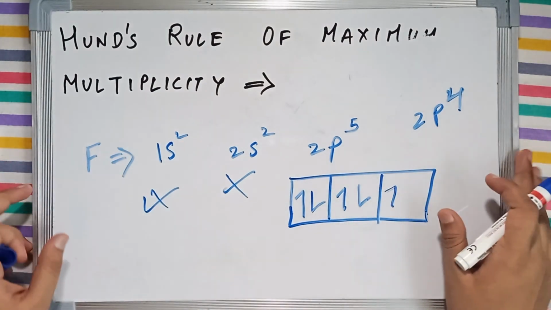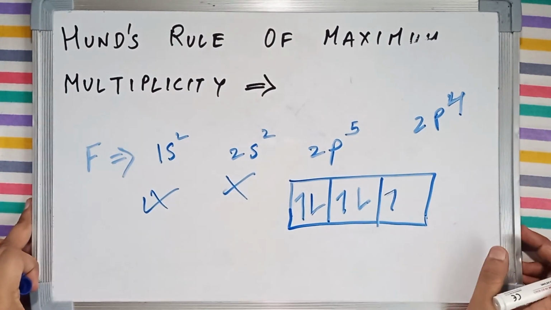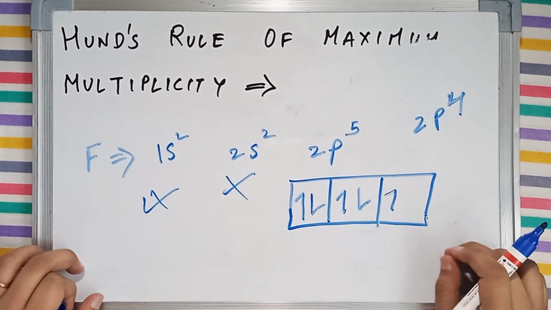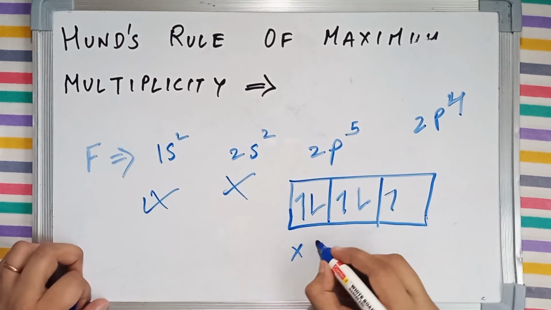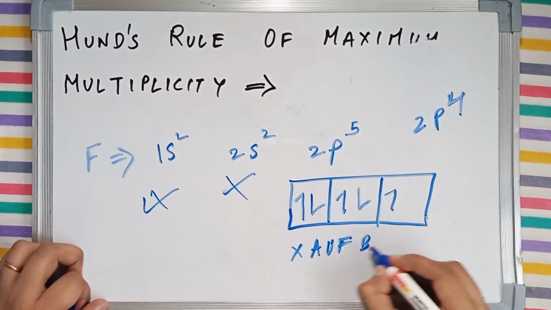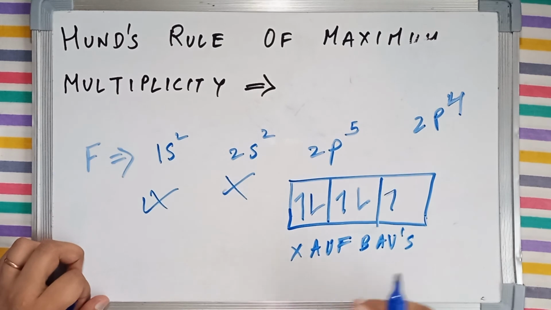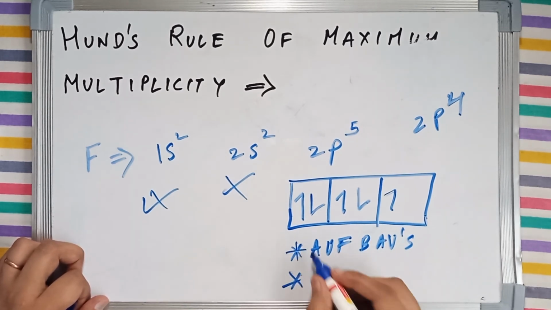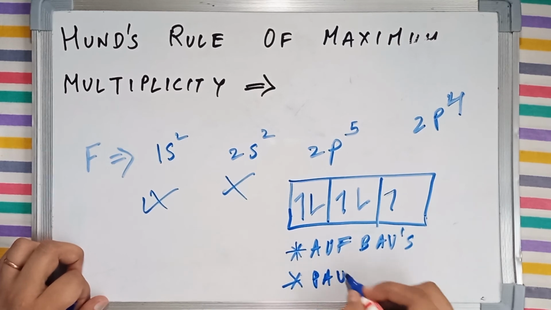So this was Hund's rule of maximum multiplicity. Also, I would highly suggest you watch the videos of Aufbau's principle and Pauli's exclusion principle. I'll provide the links to the videos in the description.